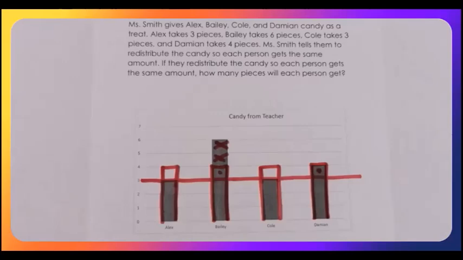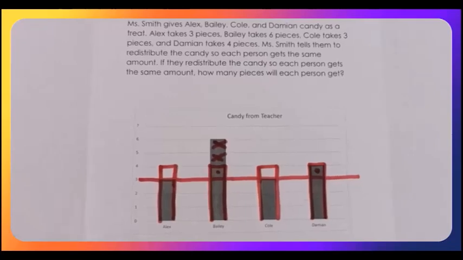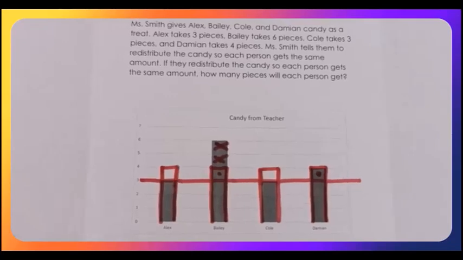So, through exposure at the concrete level of being able to move the manipulatives to redistribute and level off, we can now do it at that representational level. Leveled the candy off at 3 pieces each, and then redistributed those extra pieces, and each student is going to get 4 pieces of candy.